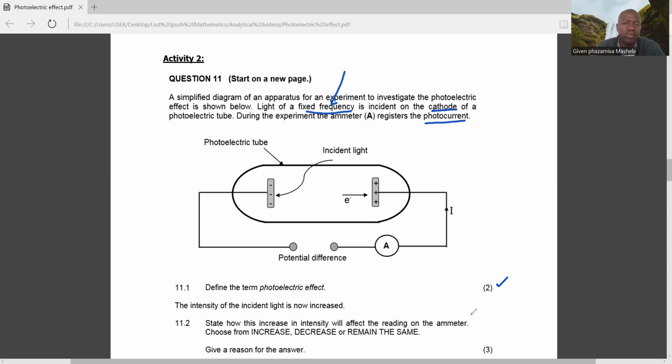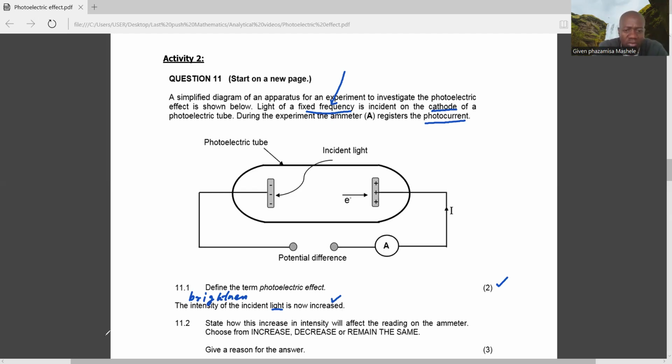I believe we went through that. That is the process whereby electrons are ejected from a metal surface when light of a suitable frequency is incident onto the surface. So it's very important to be able to know that. Now they said the intensity of the incident light is increased. Intensity has to do with brightness. So we're increasing the brightness of the light, not the frequency.